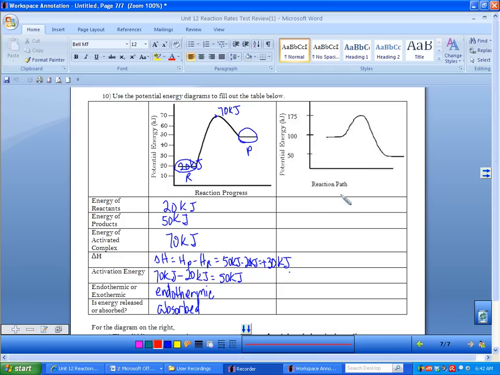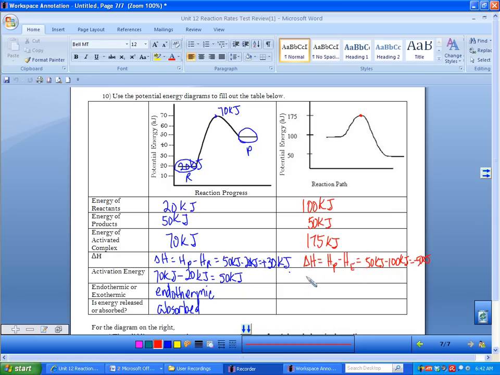Okay, look at this one here. Energy of the reactants is 100. Energy of the product is 50. Energy of the activated complex, that's the top of the hill, looks like 175 to me. Delta H is energy of the product minus energy of the reactant. So that's 50 minus 100. So I'm getting negative 50 kilojoules.